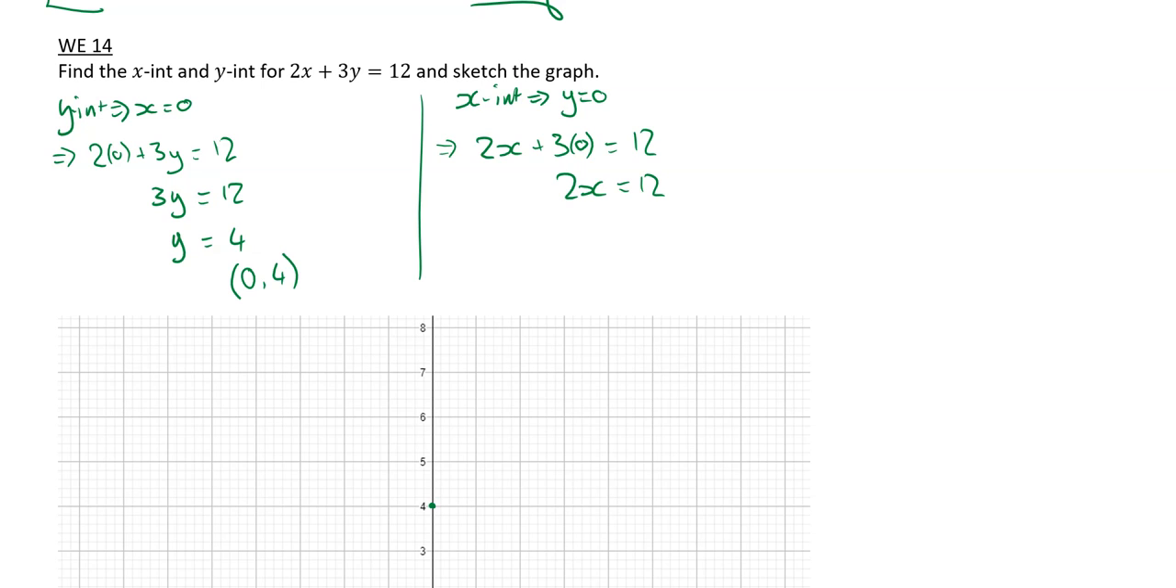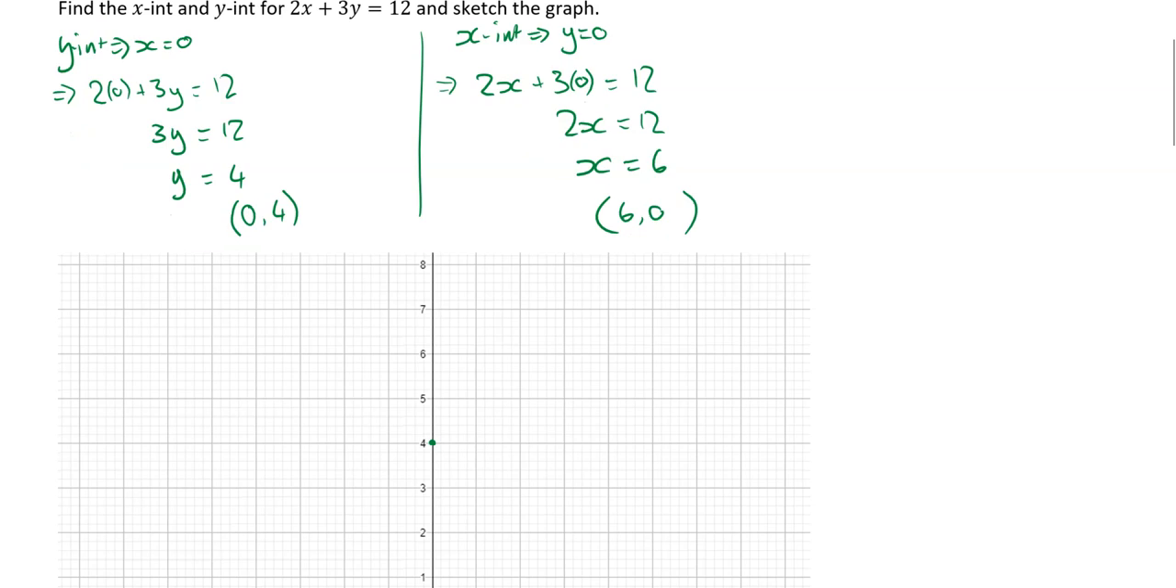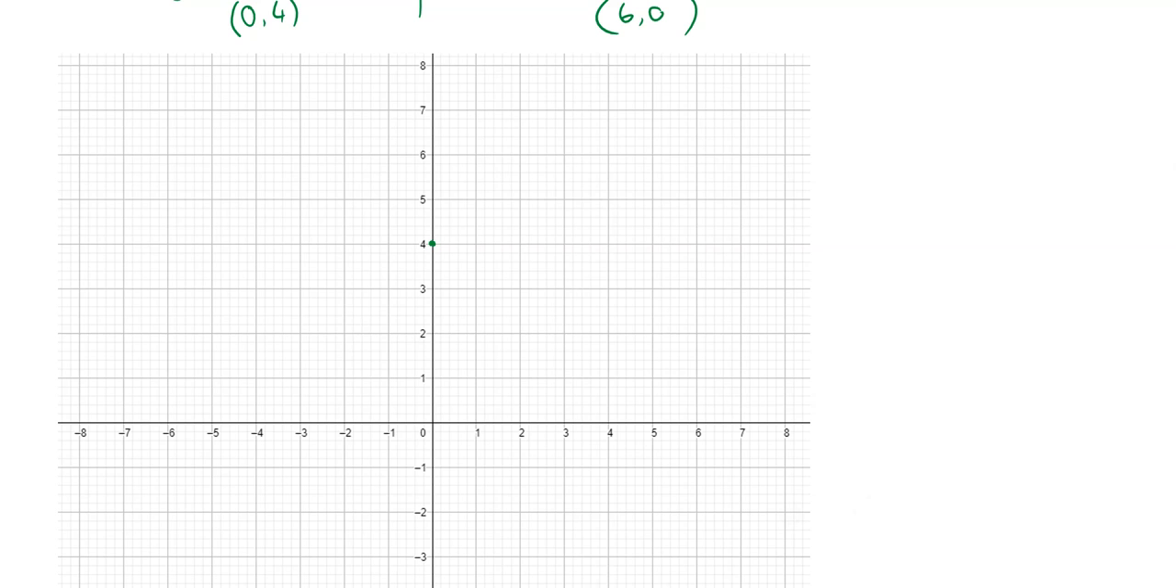Yeah, divide both sides by 2, exactly. So x equals 6. Great. What's that as a coordinate point? 6, 0. If I find that on here, I'm going to go across to 6 and at 0. Great. Now I have 2 points.